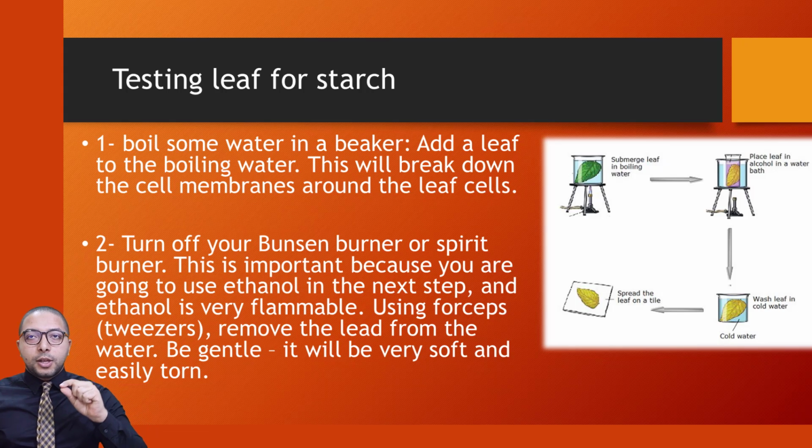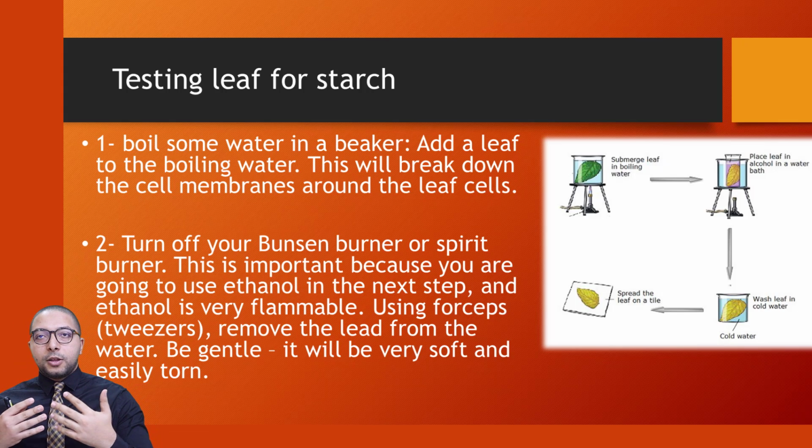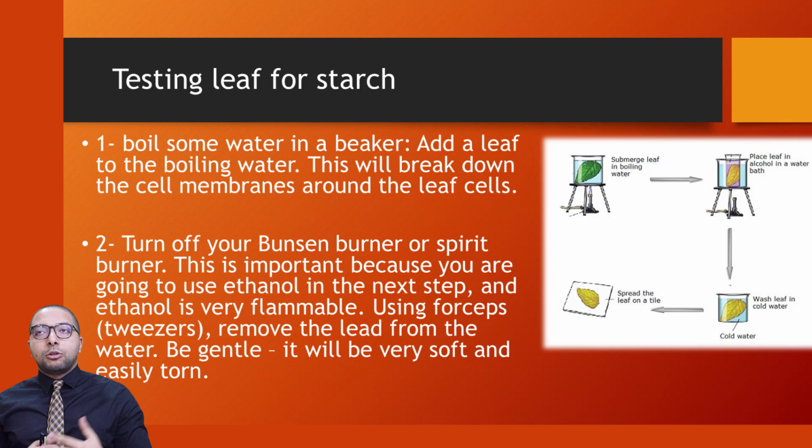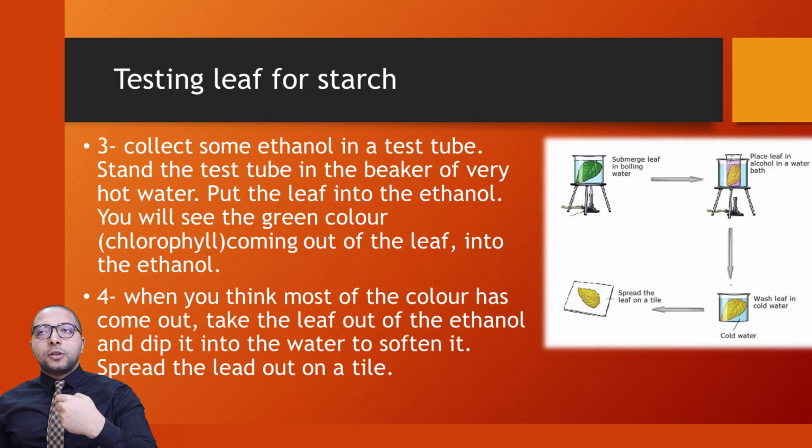The reason why we boil the leaf in hot water is just to loosen the cell wall because it's so rigid. We want to make it loose, and then we're going to put it in alcohol, and then we'll place the tube with the leaf and alcohol inside a hot water bath. This is going to extract all the green color out of the leaf, which is the chlorophyll.